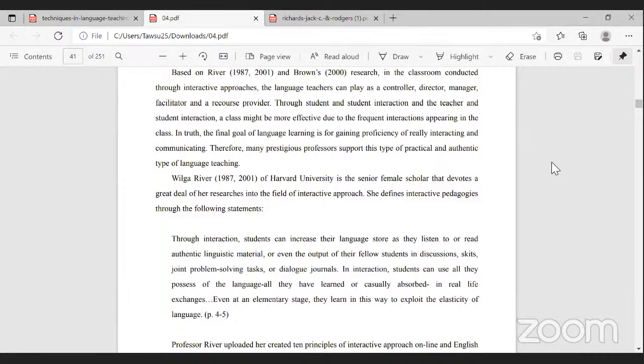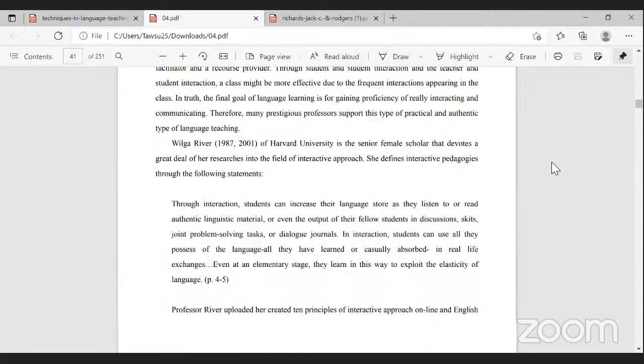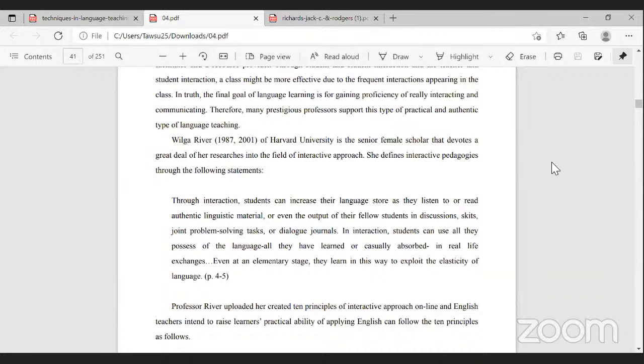Rivers of Harvard University is a senior female scholar who devoted a great deal of her research to the field of the interactive approach. She defines interactive pedagogies through the following statements. Through interaction, students can increase their language store as they listen to or read authentic linguistic material. She said that through interaction, students can develop their language.